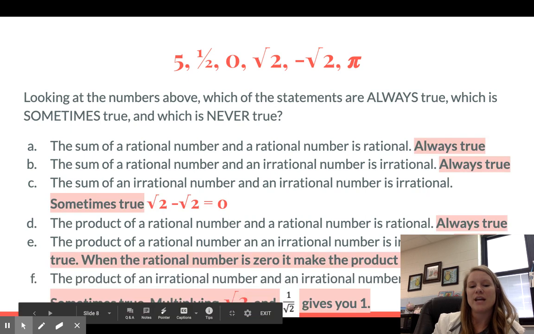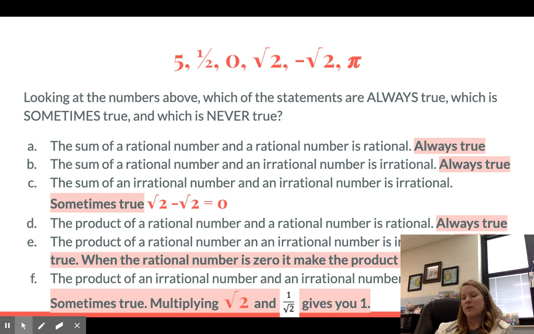Okay, so let's look at our next slide right here. So the sum of a rational number and a rational number is always rational. So that's always true right there. So you're always going to get a rational number when you are just adding or subtracting rational numbers there. B part, the sum of a rational number and an irrational number is irrational. That one is always true, okay? So the sum of a rational number and an irrational number is always irrational.